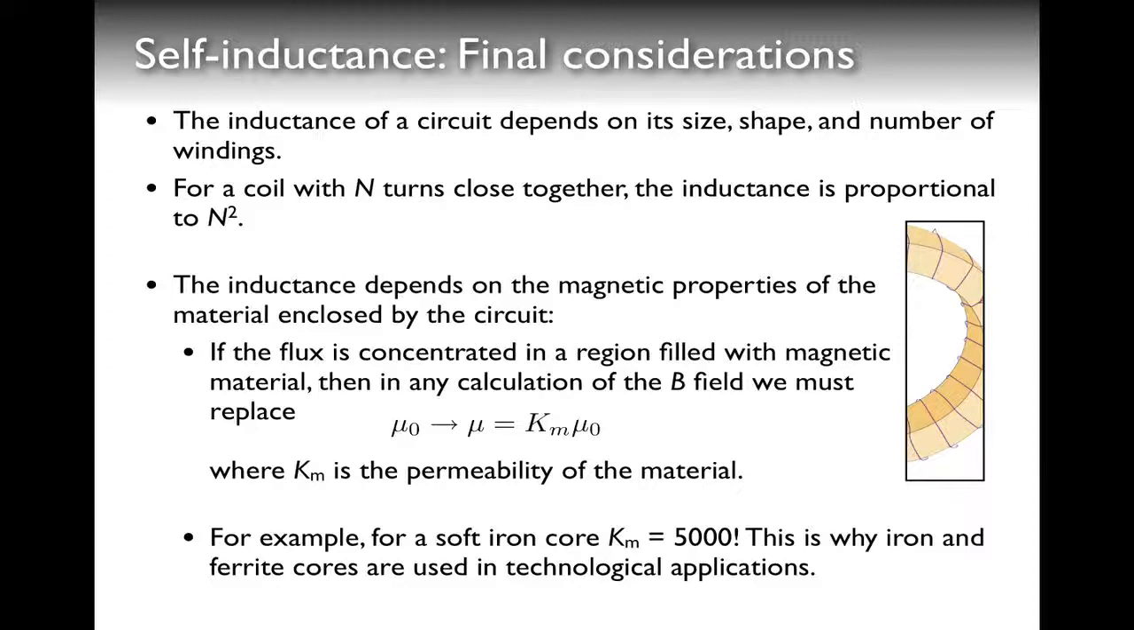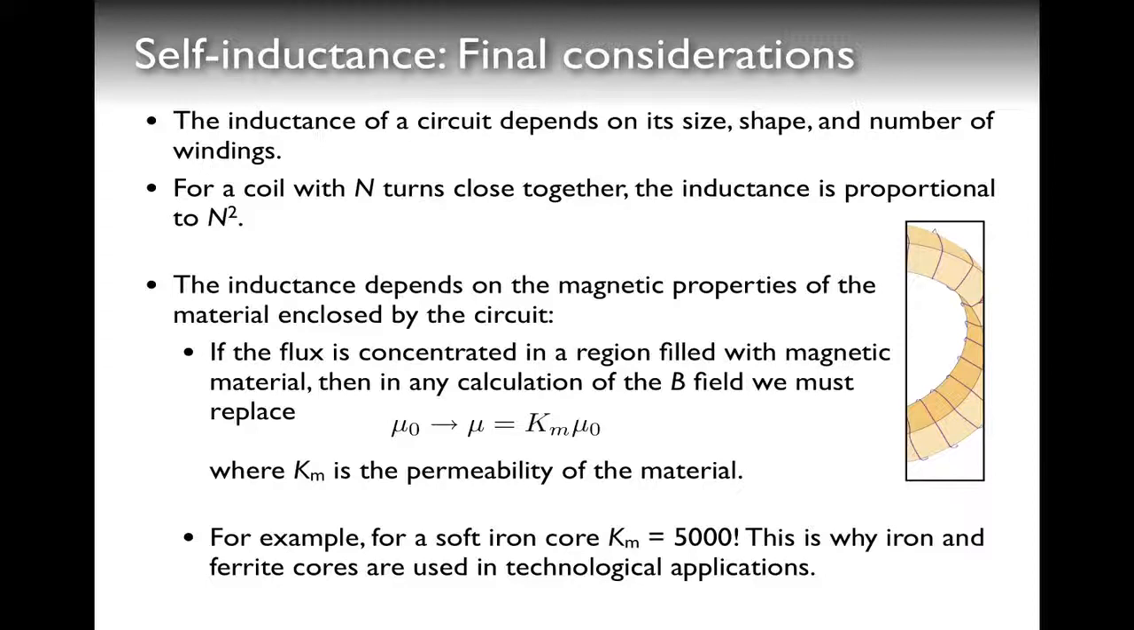If the flux is concentrated in a region filled with a magnetic material, then what you have to do in any calculation is replace mu naught by mu, which is Km times mu naught, and Km is known as the relative permeability. For example, for a soft iron core, Km can be 5,000, and this is why iron and ferrite cores are used in technological applications, meaning that the effect is magnified, in this particular case, 5,000-fold.